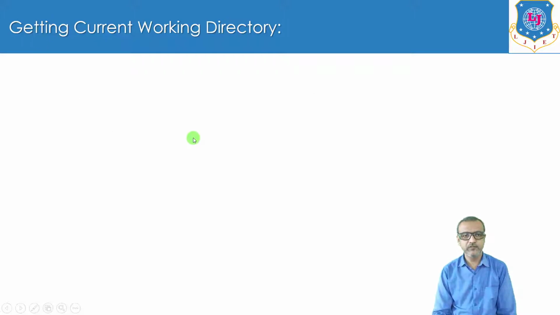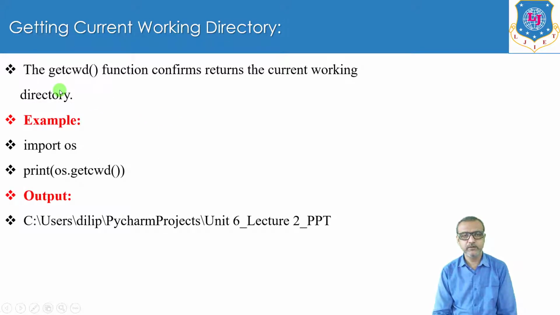Now we will see how to get current working directory, that is getting current working directory. So we have one inbuilt function, that is the getcwd, get current working directory function. It returns the current working directory. For example, first of all we will import the module OS, that is import OS. Then after we will just write down print os.getcwd function.